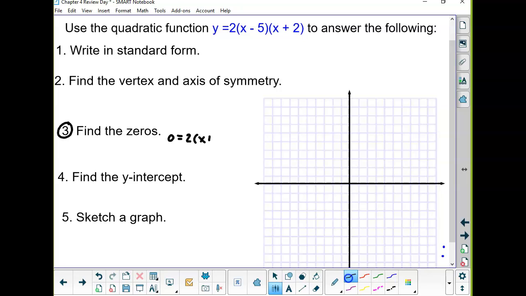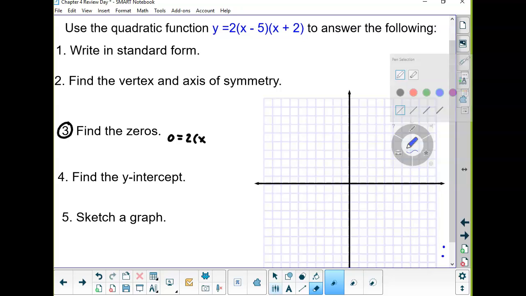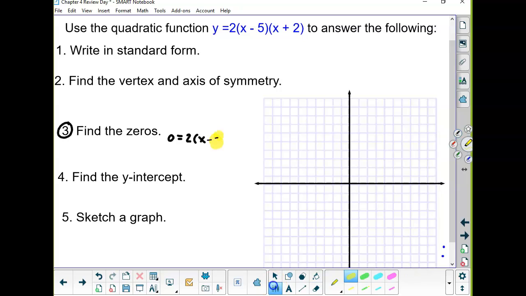if I set the equation equal to 0, oh, this can be a, there we go. Okay, sorry about that. Let's see if this works again.